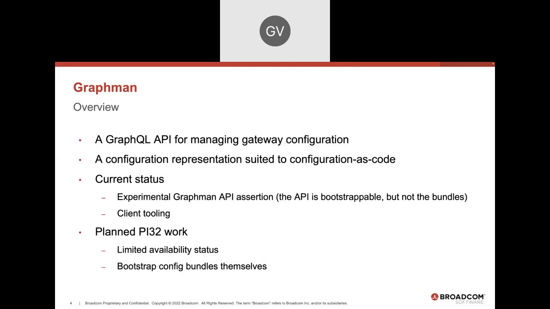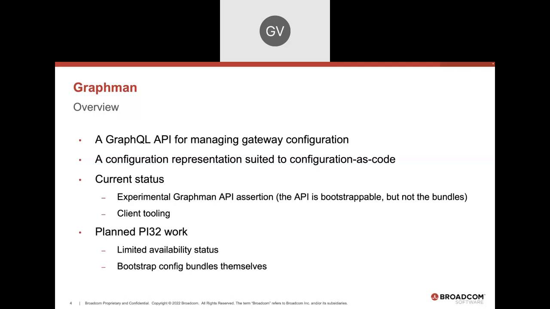So, a very simple overview of Grafman. Grafman is a GraphQL API for managing gateway configuration. You can think of it as a modern alternative to something like RESTman. RESTman is not going to be going away anytime soon, but GraphQL is going to make configuration much, much easier than you would have been used to previously with RESTman, the GMU, or a combination of the two.